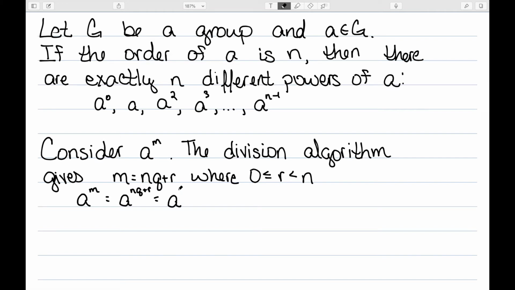Properties of exponents tell us that this is a to the nq times a to the r, which can also be written as a to the n, to the q power, times a to the r, once again using properties of exponents. A to the n is the identity, so I have the identity to the q power times a to the r. And the identity to any power is just the identity, so I finally just end with a to the r. And since r has to be between 0 and n, including 0 but not including n, we know it has to be on this list.